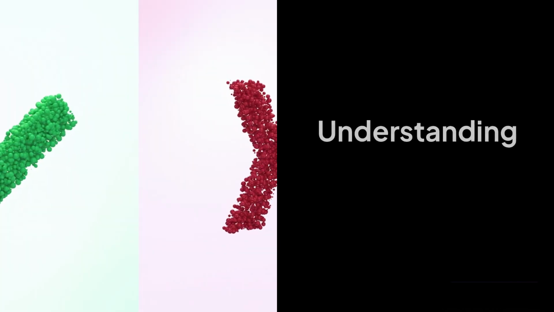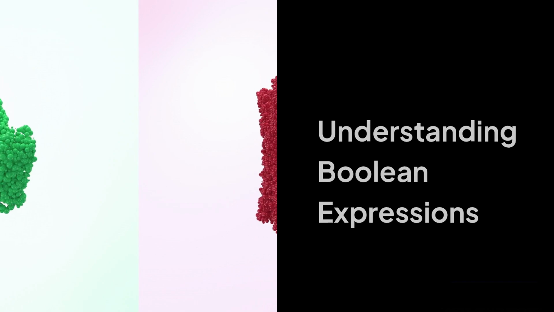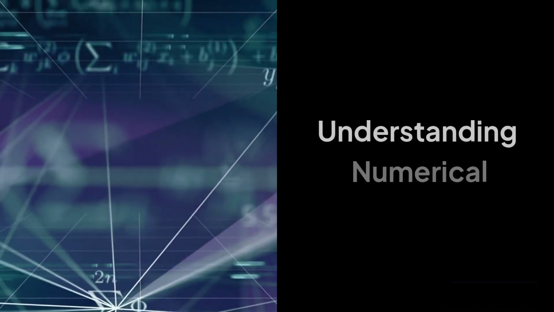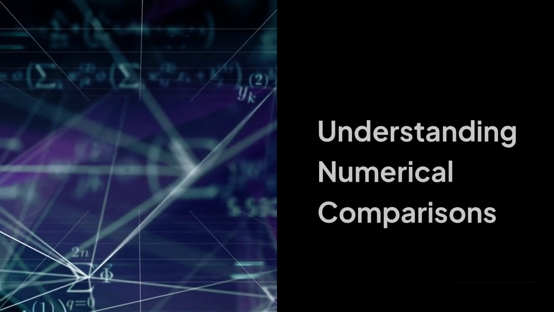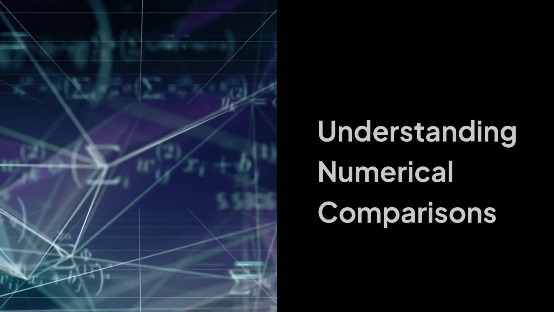A Boolean expression is something that is either true or false. For example, 5 is greater than 3 is true, while 2 is greater than 10 is false.